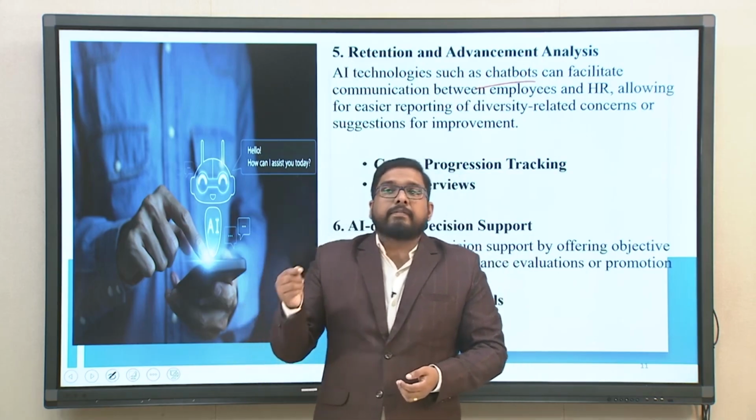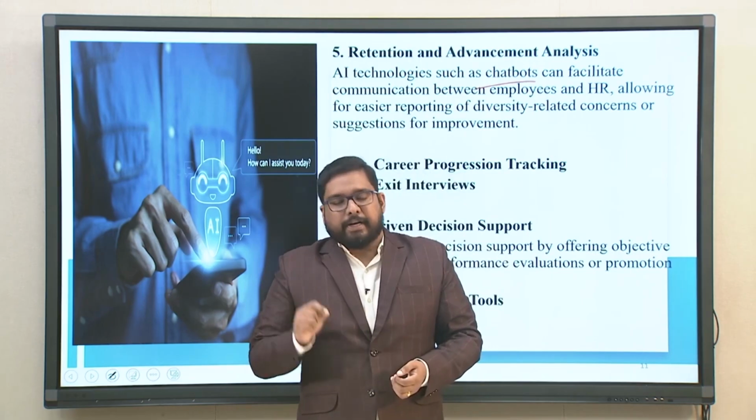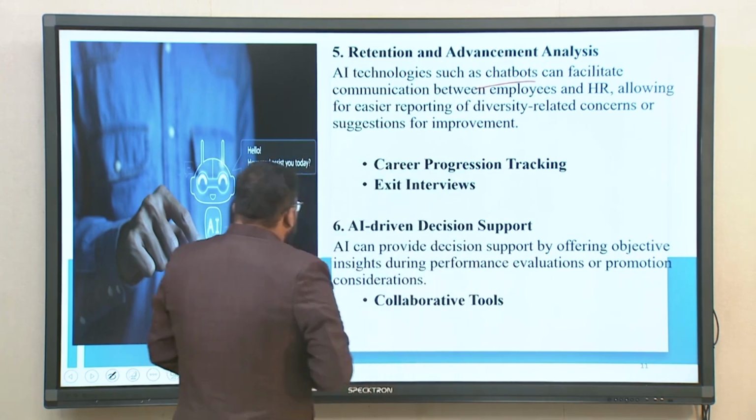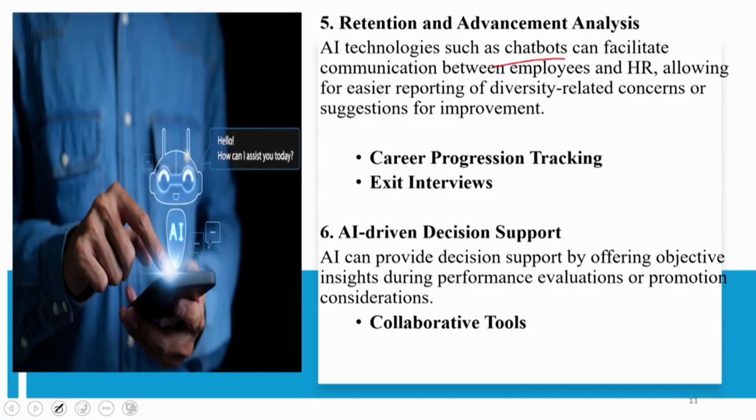When you look into the AI-driven decision support system, this is yet another important thing. You specifically talk about AI that can provide decision support by offering objective insights during performance evaluations or promotion considerations, as I mentioned. When you talk about collaborative tools, AI can facilitate demographically diverse teamwork by matching individuals with complementary skills and perspectives to projects, typically promoting teamwork across varied backgrounds.